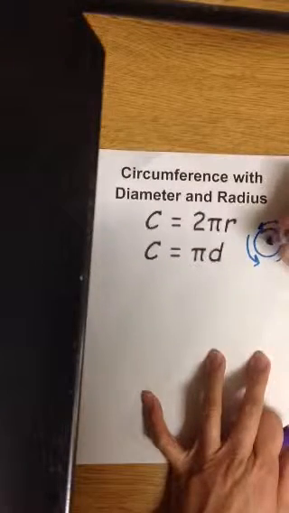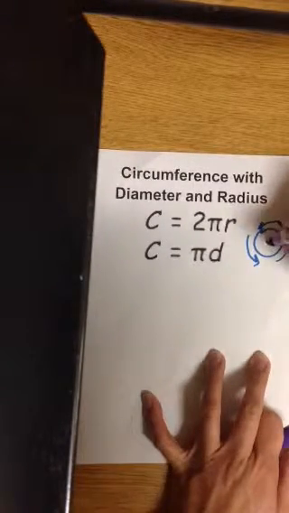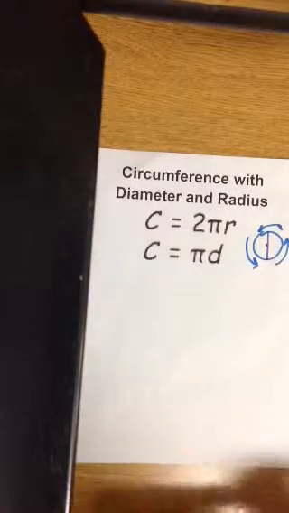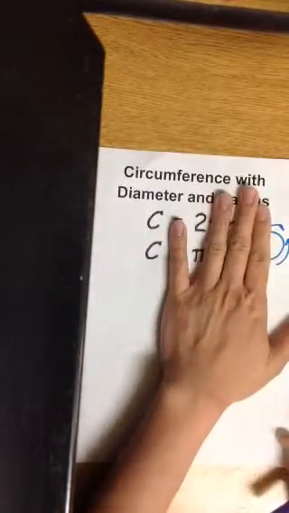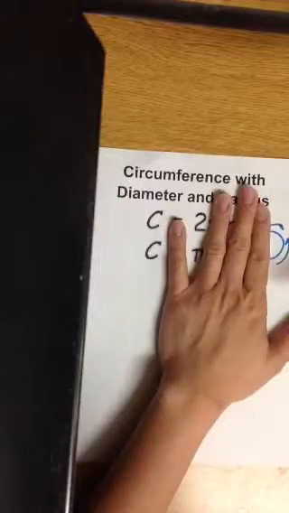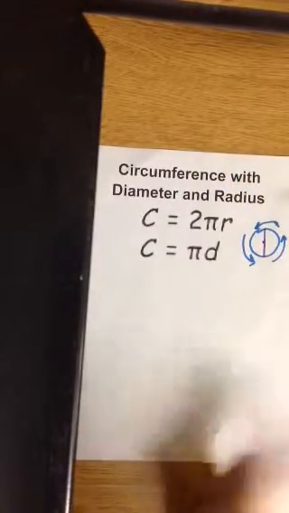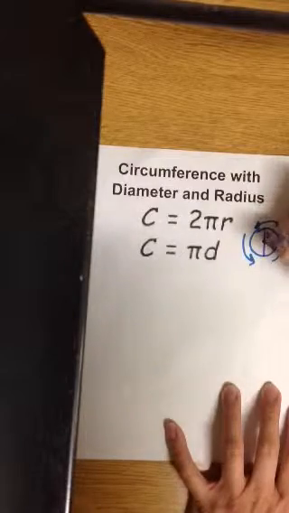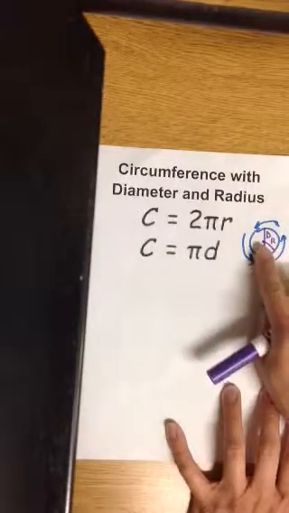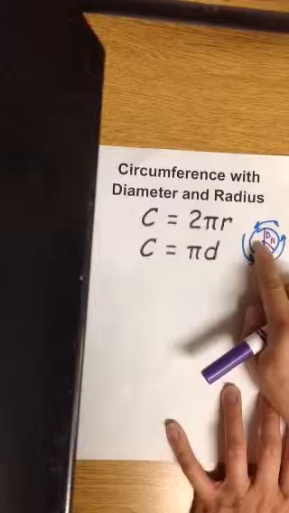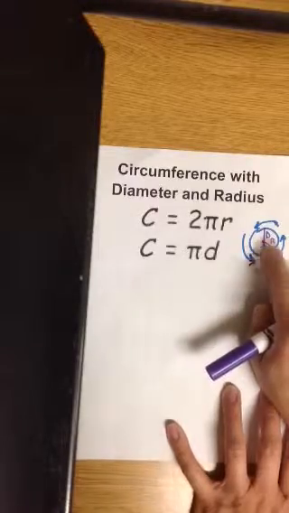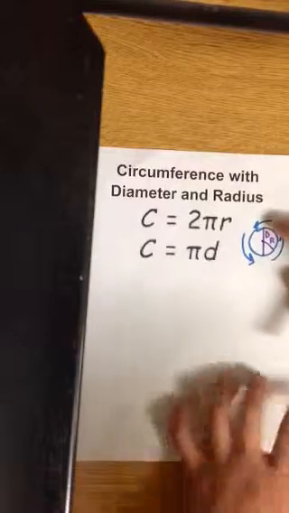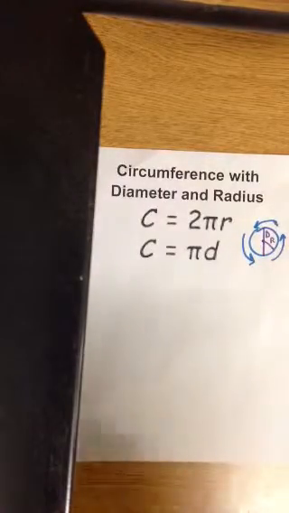Diameter is a line that goes through the center from end to end. I memorize it as this: it looks like a D for diameter. And it's double a radius. A radius is just a straight line that goes from the center to the edge, to the circumference. It's half of a diameter. Diameter is double a radius.